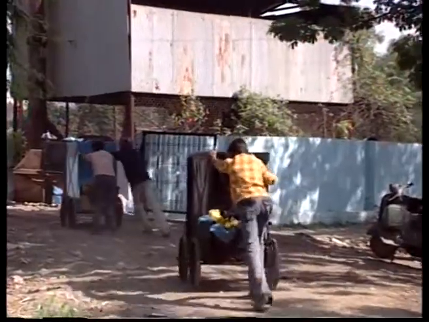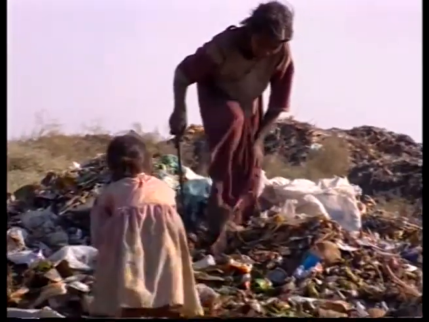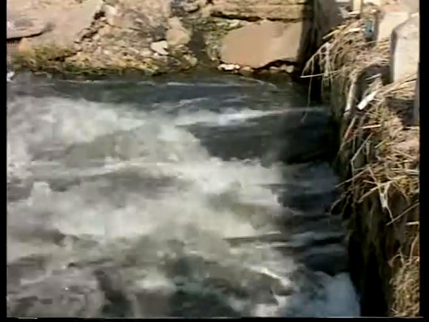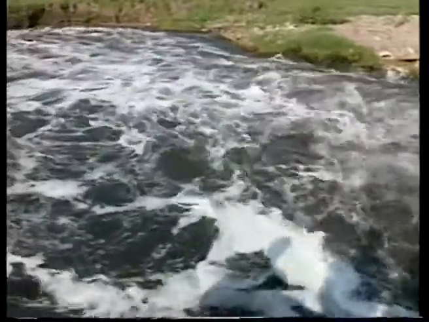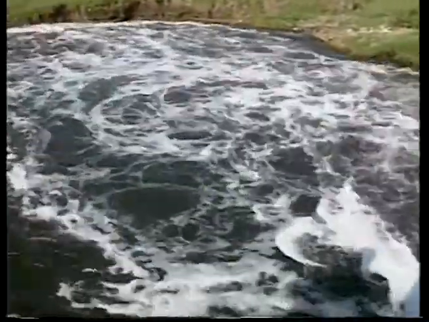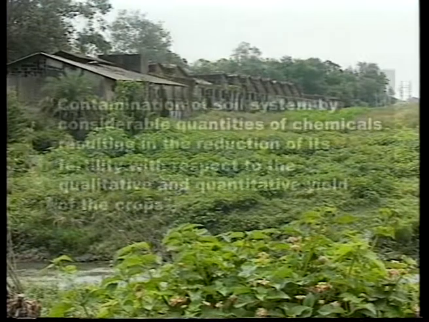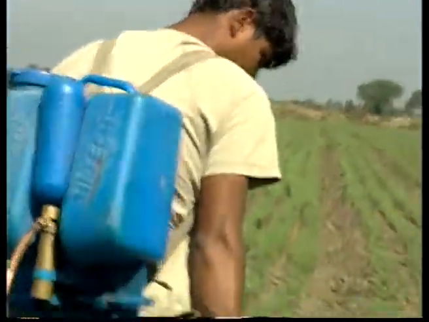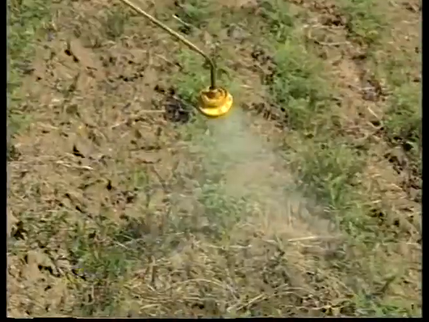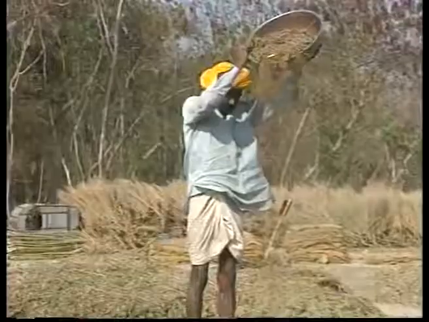Dumping of various types of material, especially industrial domestic waste, sewage, or use of pesticides and fertilizers in agriculture are the main causes of soil pollution. Soil pollution can be defined as contamination of soil system by considerable quantities of chemicals resulting in the reduction of its fertility with respect to the qualitative and quantitative yield of the crops. These chemicals enter in the food chain and impart toxic effects on the consumers.